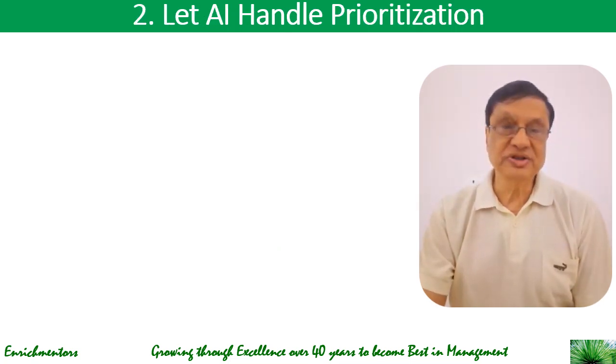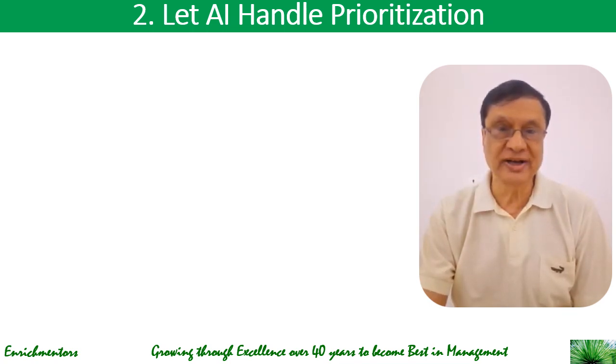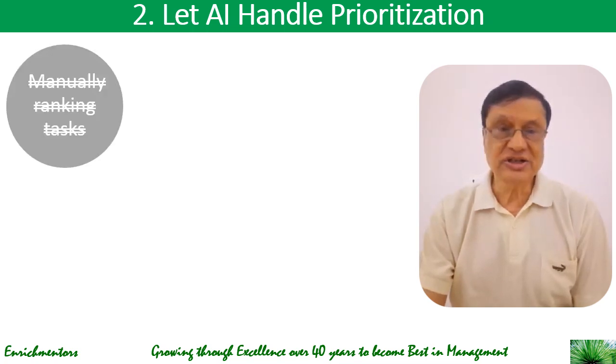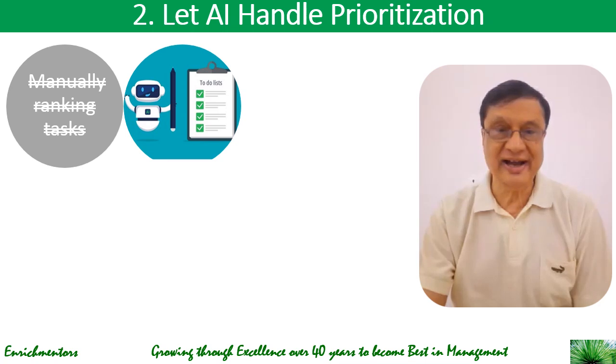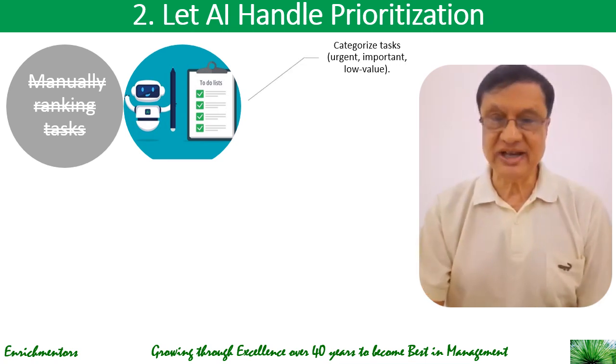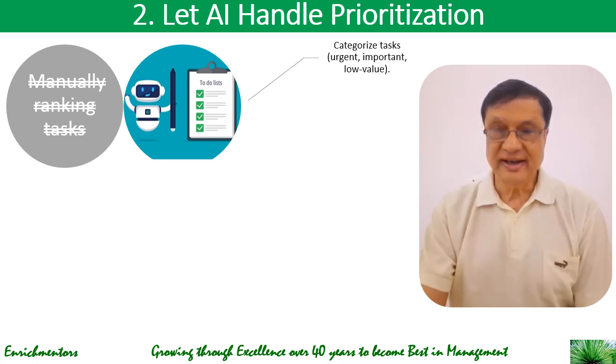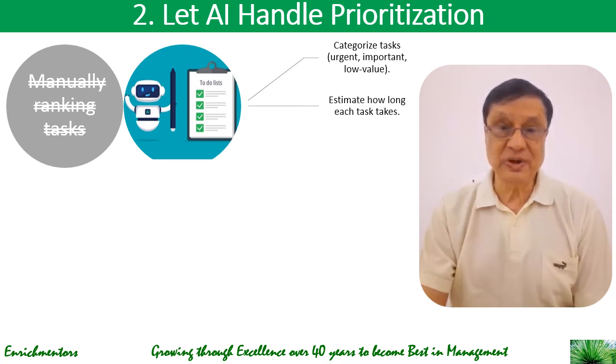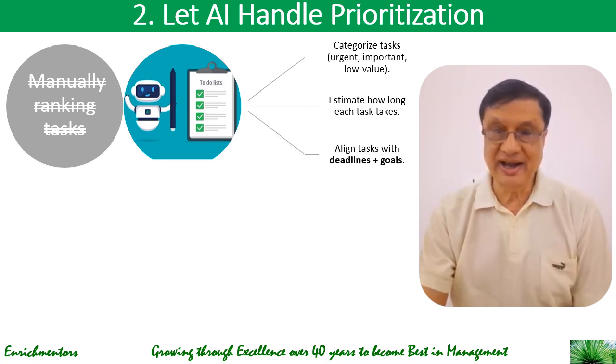Then what you need to do is to let AI handle the prioritization. It's a question of letting go. Instead of you doing it, allow AI to handle that prioritization. So instead of manually ranking tasks, which you are used to, let AI categorize tasks in terms of urgency, importance, and low value. It can estimate how long each task will take for you, and align tasks with the deadlines and goals that you have, right?